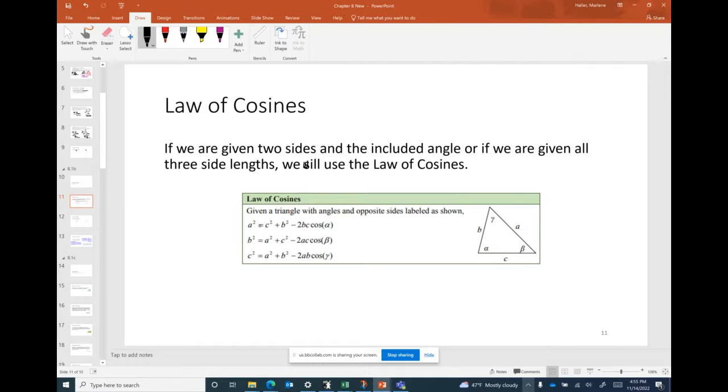All right, and the law of cosines says that when we set up our triangle as we did before, alpha, beta, gamma for the angles, and A being across from alpha, B being across from beta, C being across from gamma, we can then say that A squared equals C squared plus B squared minus 2 times B times C times the cosine of alpha. Or B squared equals A squared plus C squared minus 2AC cosine beta. Or C squared equals A squared plus B squared minus 2AB cosine gamma. All right, and the law of cosines is on your formula sheet as well. It's just above the law of sines in the lower left-hand corner.